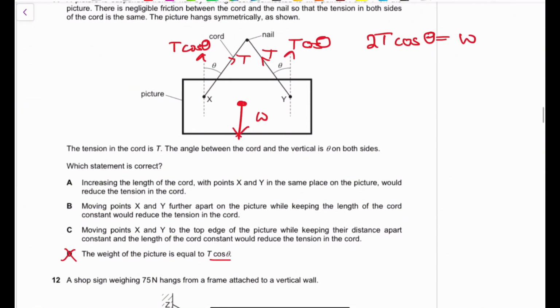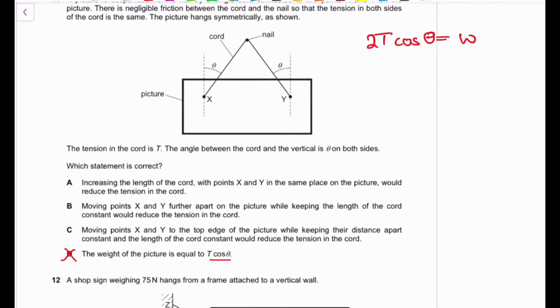Okay, so let's follow what they're doing, right? So try to follow what they're doing. Basically, they're going to move point X and point Y to the top edge of the picture, keeping their distance constant and the length has to be constant, right? So for the length of this to be constant, you can't just move this upwards. You have to also move this nail up, okay? In order for that length to remain constant. What do I mean by this?